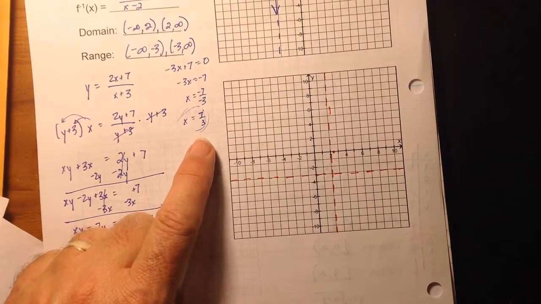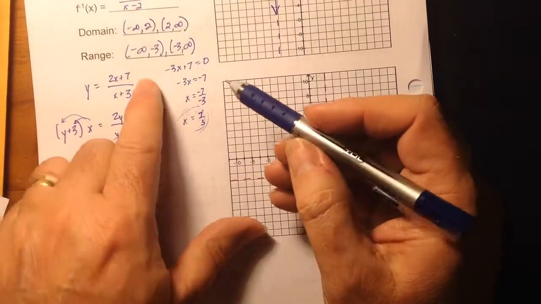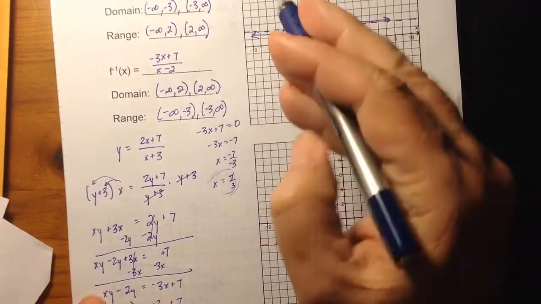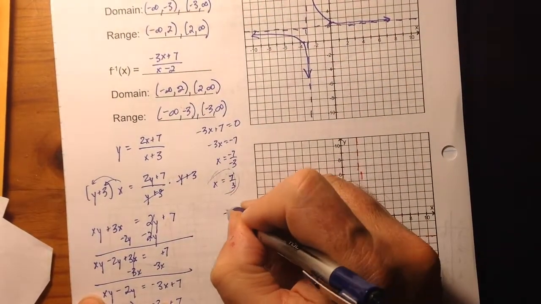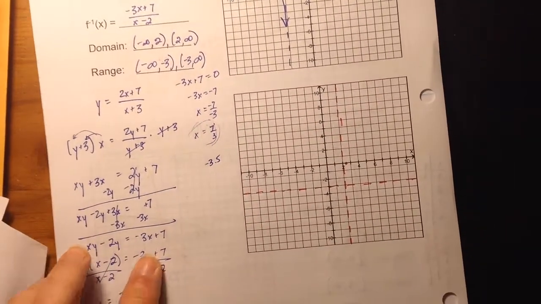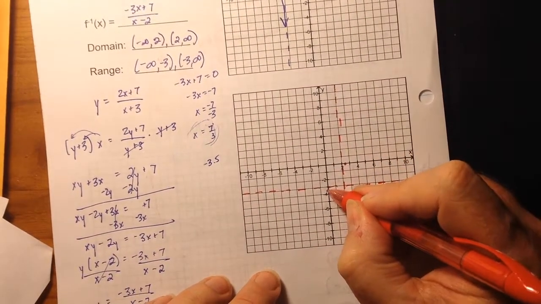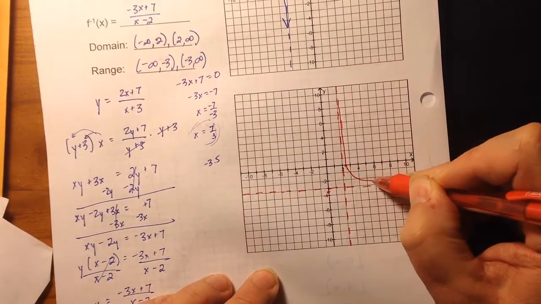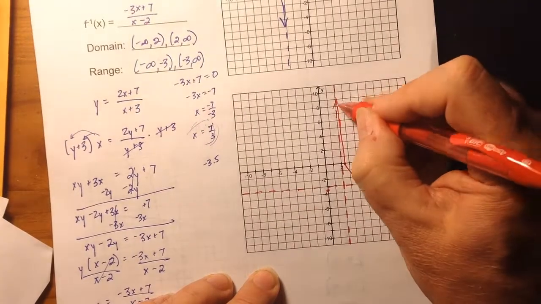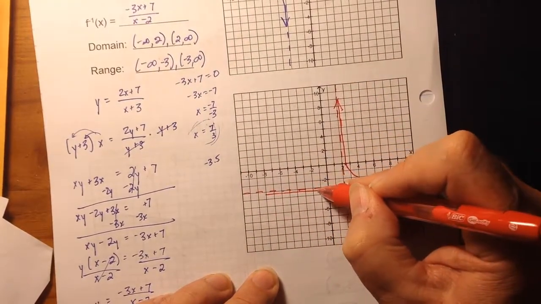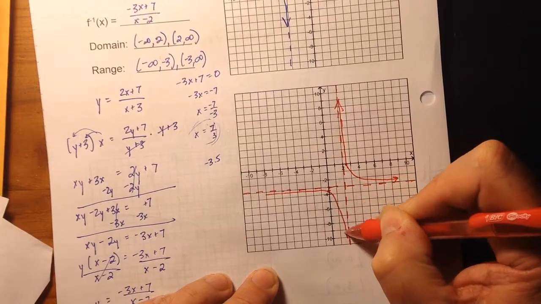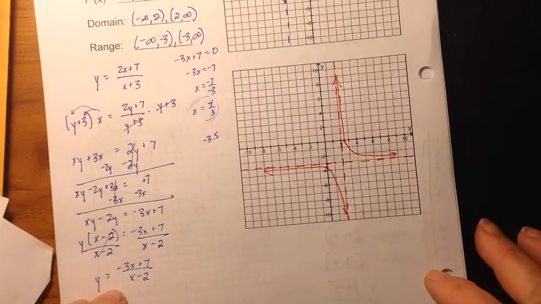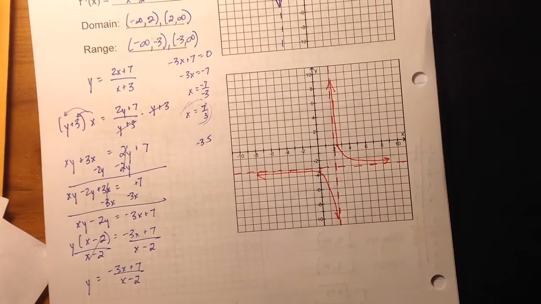And I need one more point. So if I put in 0 for x, going up to my equation here, I'm going to get 7 over negative 2, negative 3.5. So if I come down here to negative 3.5, I'm going to have a point here. And so I can see that this is going to follow those asymptotes, and it's going to head this way. And then on this side, it's going to come through that negative 3.5 and then turn. And it'll look something like that. Okay? All right, that's it.